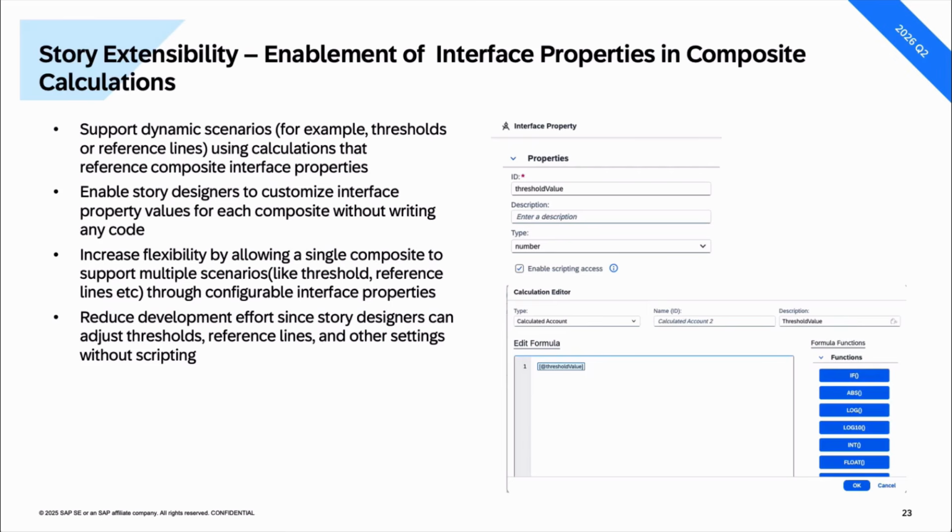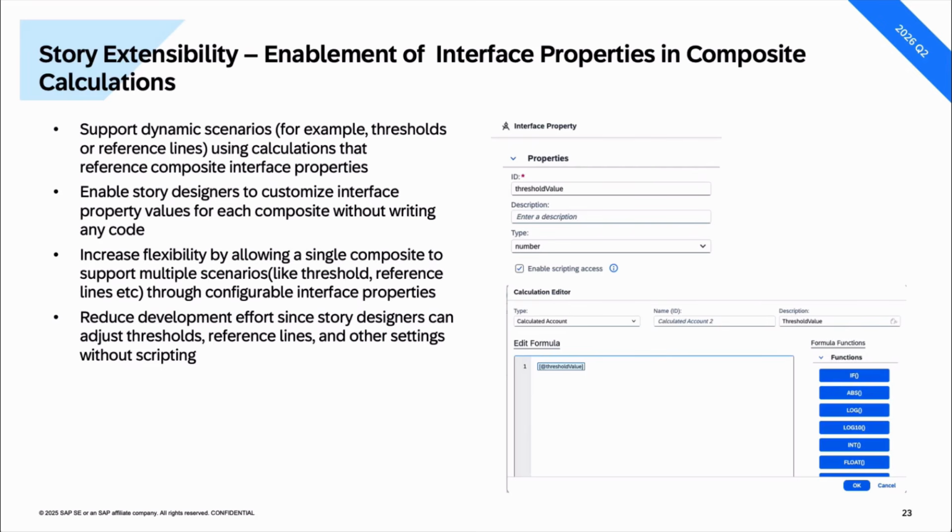So the solution is that you define an interface property and you can define calculated measures based on that interface property. Based on the calculated measures, you can define different thresholds and also the reference lines. That way the story designer can, for different composite instances, define different thresholds and also different reference lines based on one single composite definition. So that will save an extremely large amount of time and effort for defining the composite and also for the story designer to use the composite to match different scenarios.